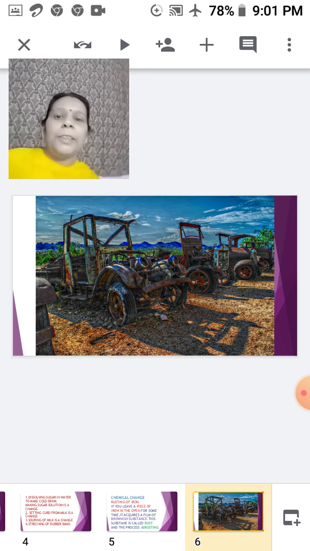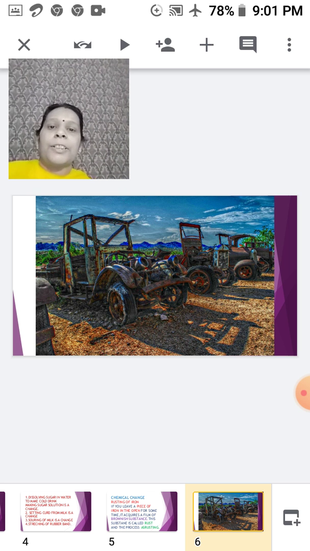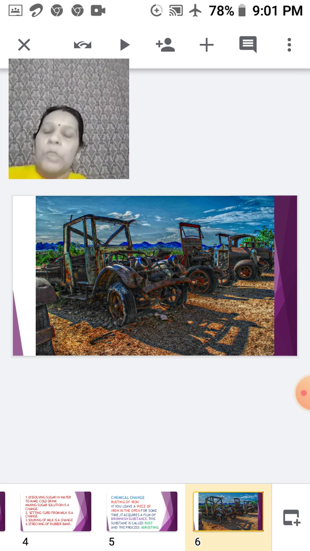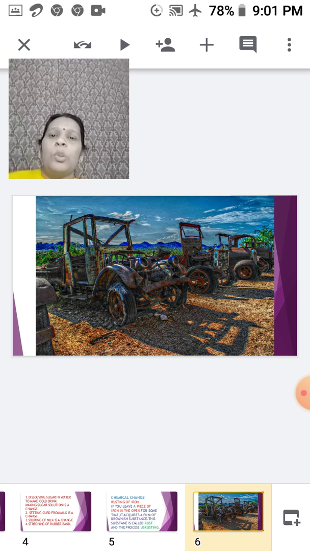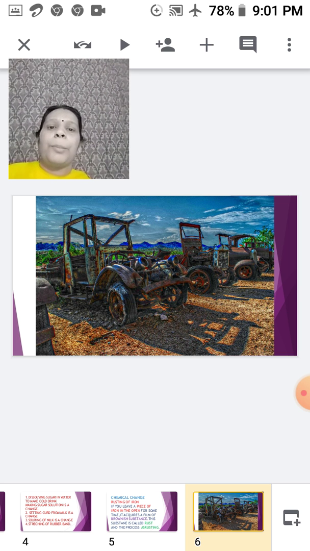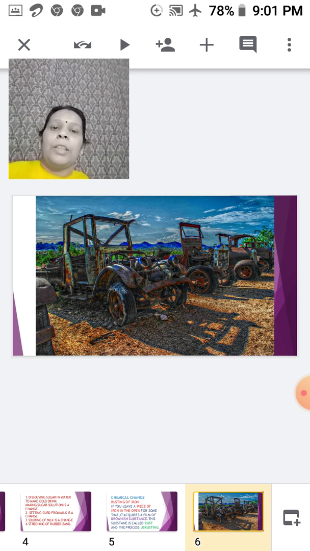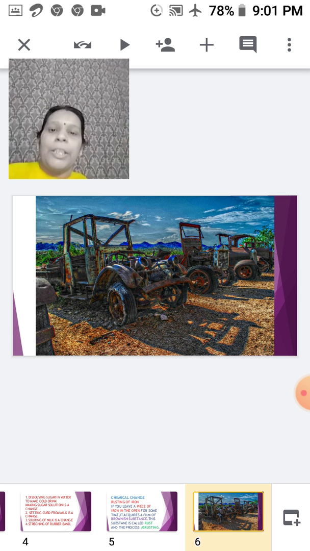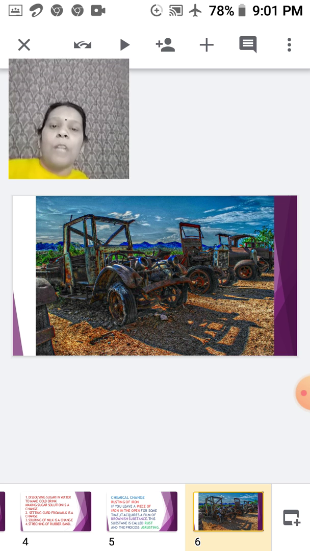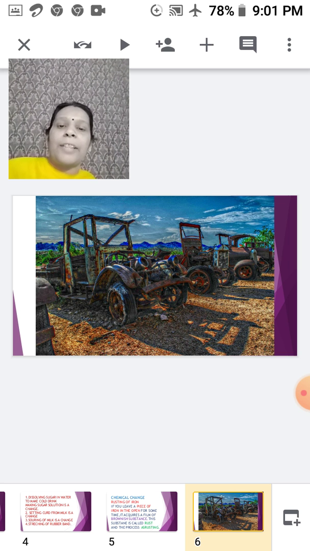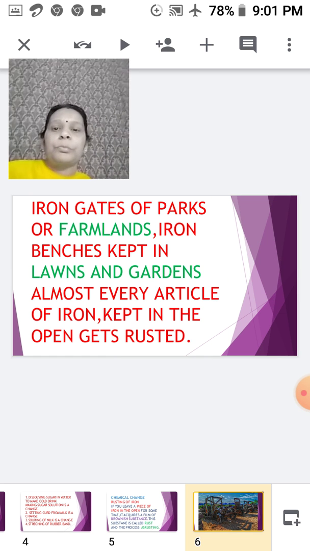So here you can see on the screen, you might have seen many vehicles in junkyards, or in any of your motor shops, where they mend the vehicles. If any old vehicle is there, what happens to that vehicle? It remains there for a longer period of time. So the part of the vehicle which is made up of iron is all covered with brown color now. So it is called rust, which has covered that metal.